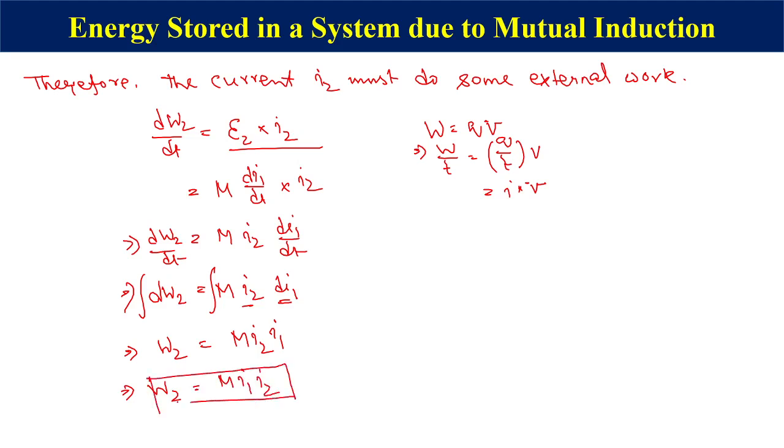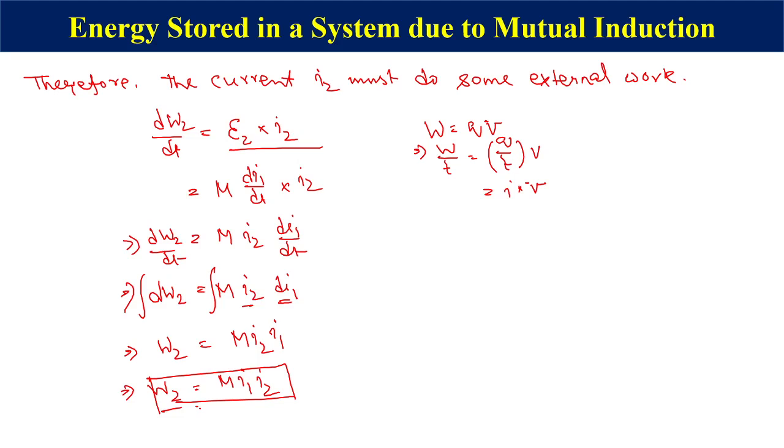So this is the amount of work done, or rather the energy being converted or stored in the system, when I2, the current in coil 2, flows against the induced EMF because of the change in current I1 in coil C1. Whenever you have mutual interaction between two coils, M I1 into I2 amount of energy is stored in the system. I have shown this by considering the change of current I1 and seeing the effect in coil C2. You can do the opposite also.